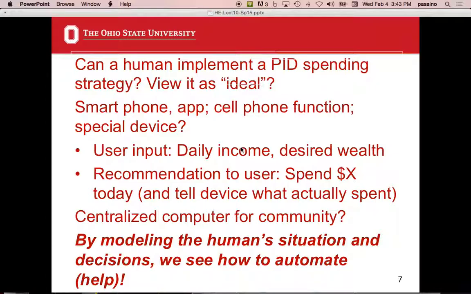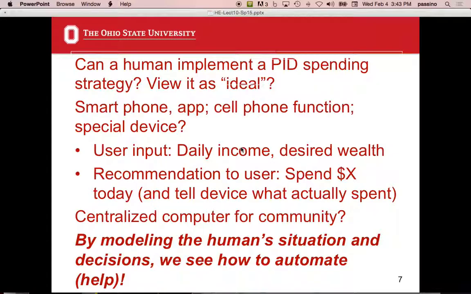Now, this algorithm, from an algorithmic perspective, on a phone, is quite simple, actually. This is not a difficult algorithm. Much more complex algorithms exist on existing phones. So it's very technologically feasible to do this. Put it on a cell phone.